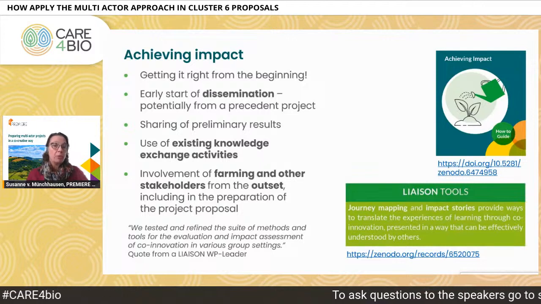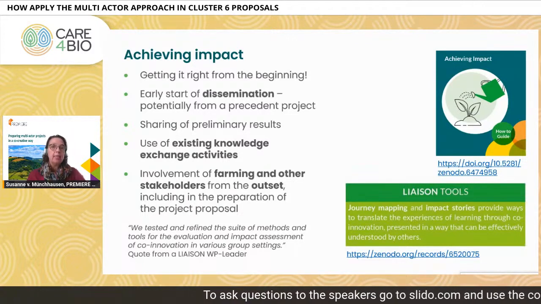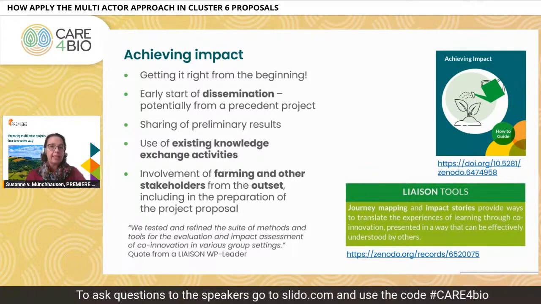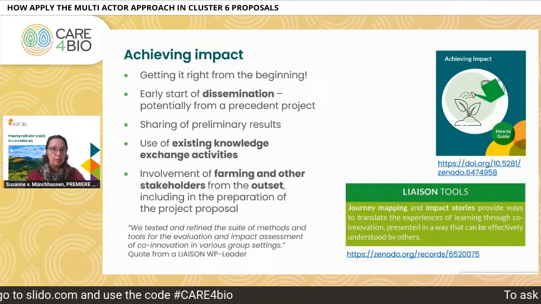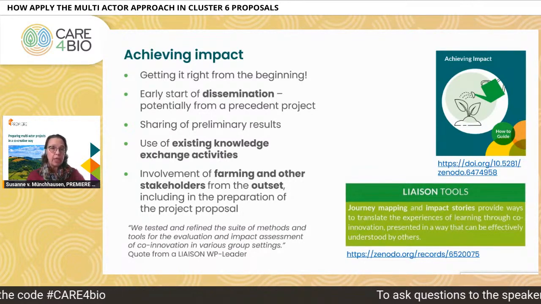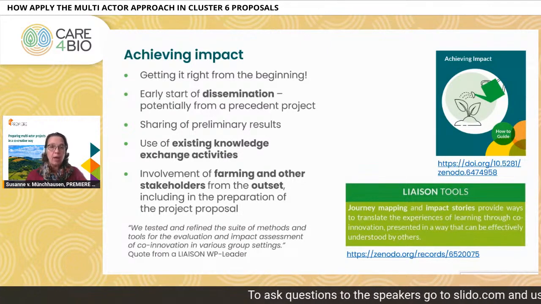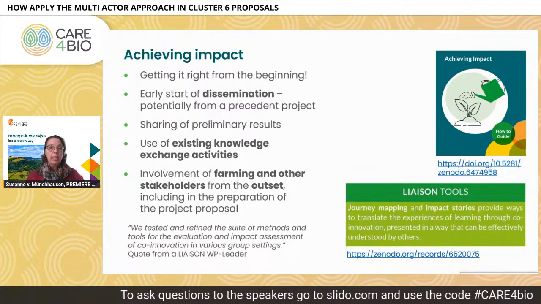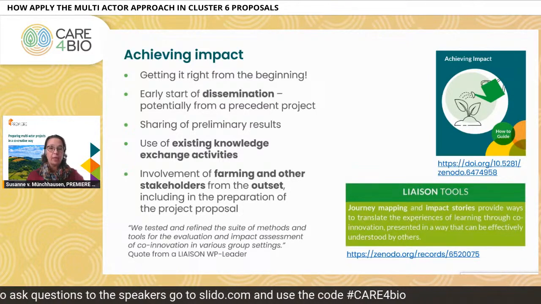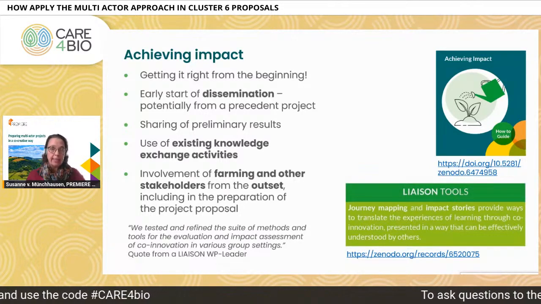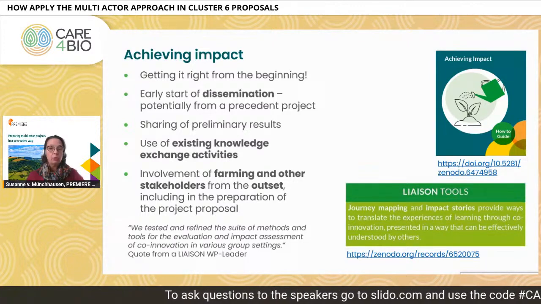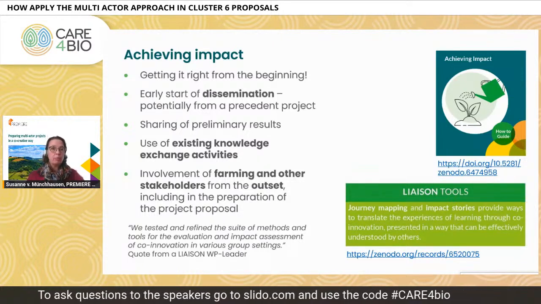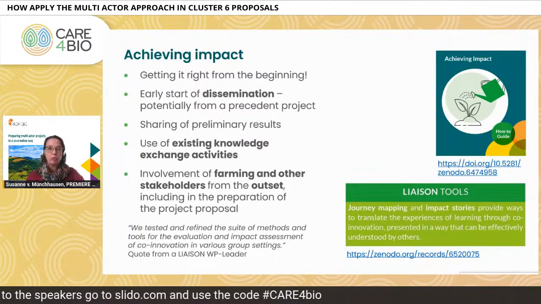Projects can dare to do so and implement this already in the proposal text and say, well, we are collecting feedback, and then incorporate this in the final presentation of the documents. Use existing knowledge exchange activities, such as the EU FarmBook. I will talk about this in a minute. And involve farming and other stakeholders from the outset. We have also developed a toolbox in LIAISON for the self-assessment as well as for participatory methods. You will find them under these links, which I included here. So please come back to these slides and have a look later on.